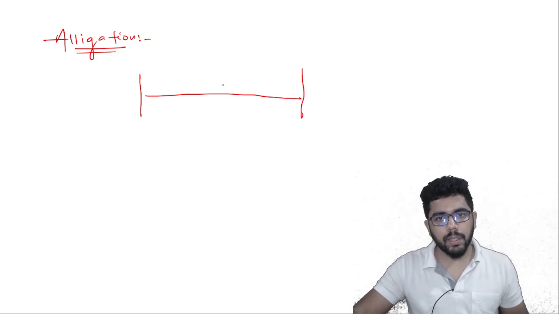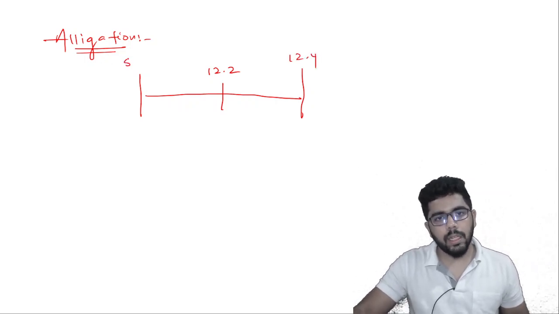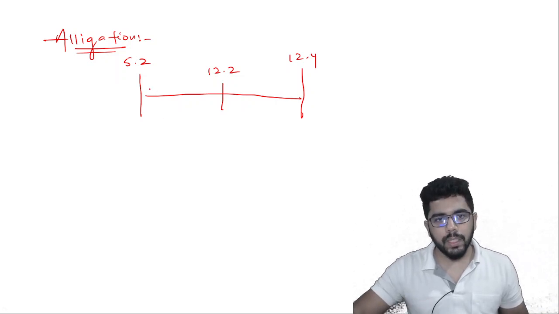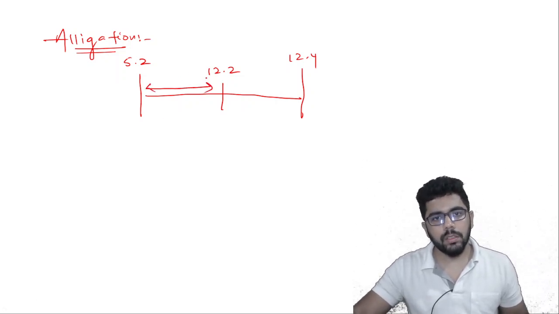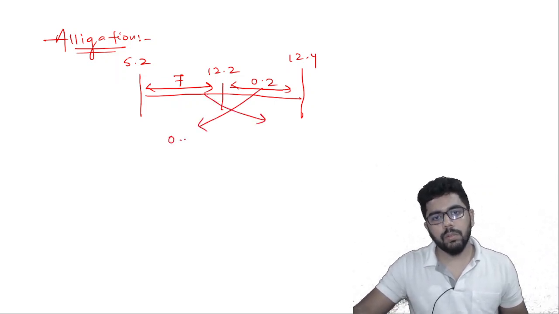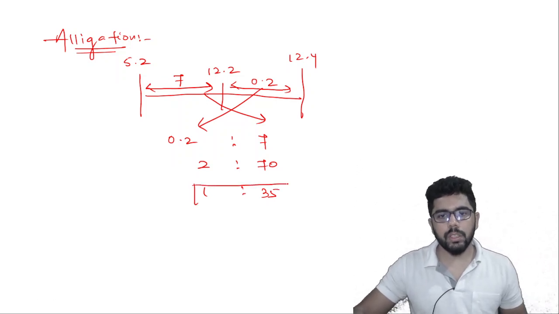So typically we have 5 parts. 12.2 is my overall average. The usual average was 12.4 and in the last match it was 5.2. So when I take this difference, 5.2 and 12.2, this is 7 and this is 0.2. In alligation this gets interchanged. So I get 0.2 is to 7, or 2 is to 70, or 1 is to 35. So we got a ratio.